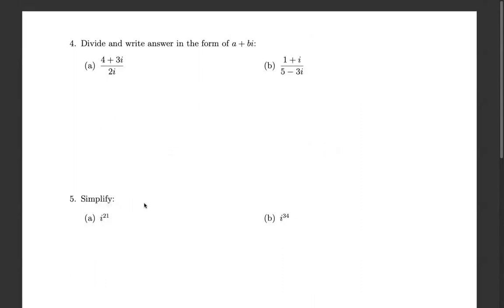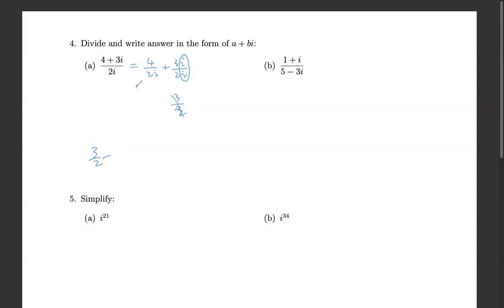Let's see, question 4. We want to divide. With complex numbers, we can divide them, multiply them, add them, subtract them. So this one we want to divide. This means 4 divided by 2i plus 3i divided by 2i. Well, i divided by i becomes 1. So this one is just left with 3/2, which is the real part. So 3/2, let's write on the side. Then this is done.